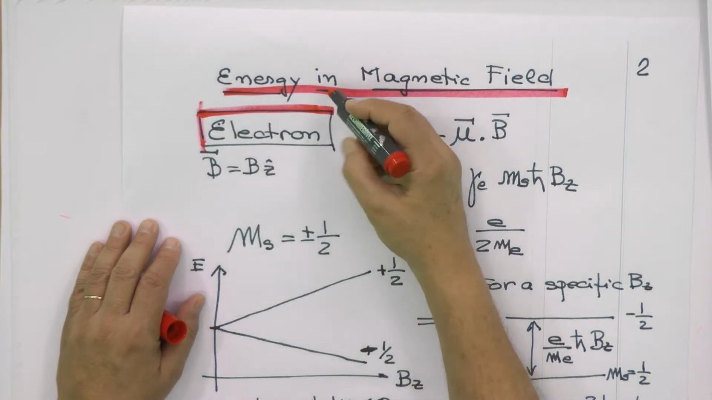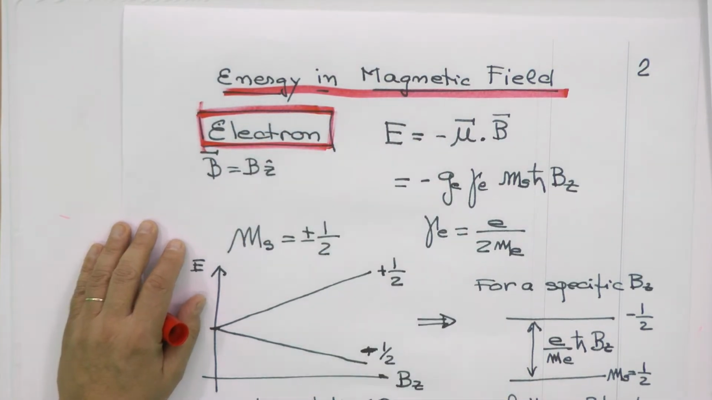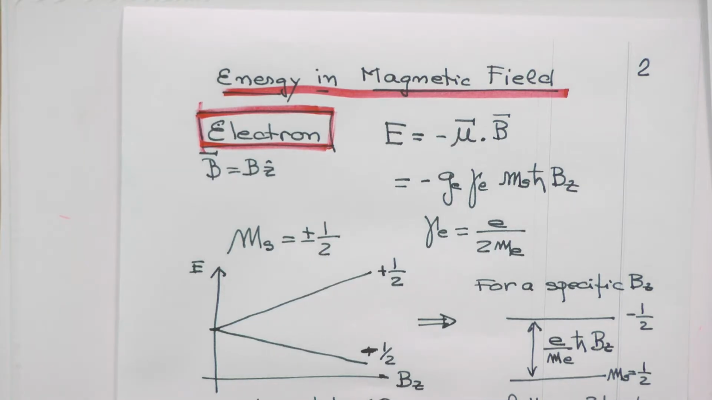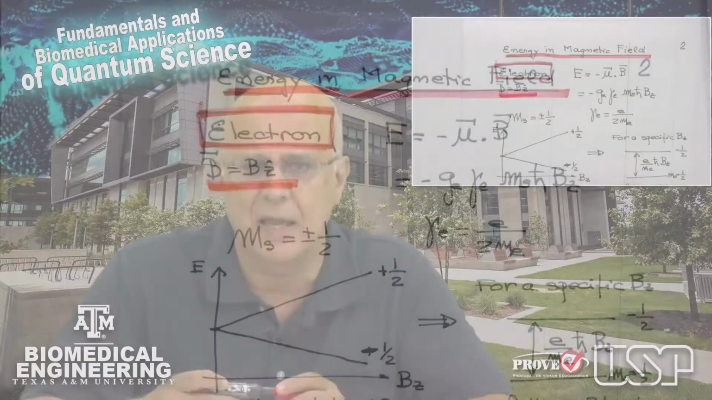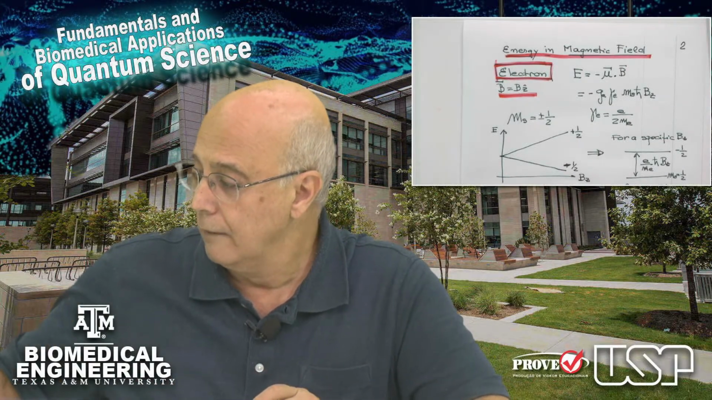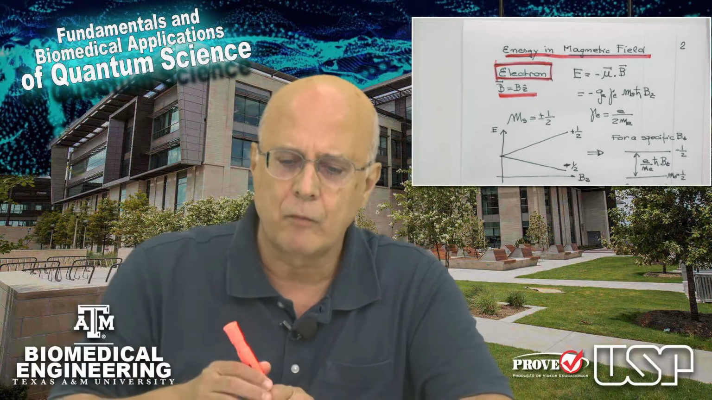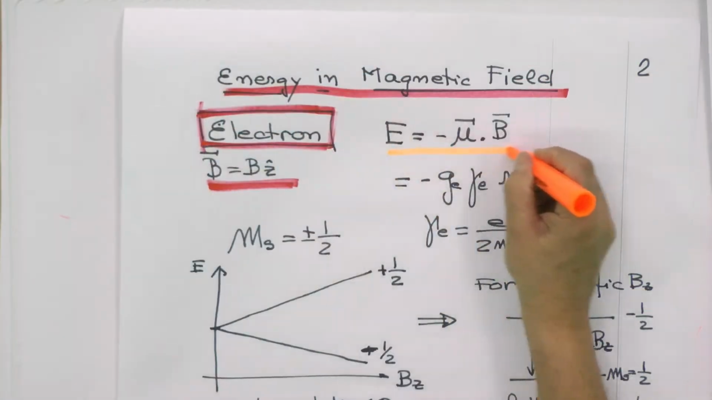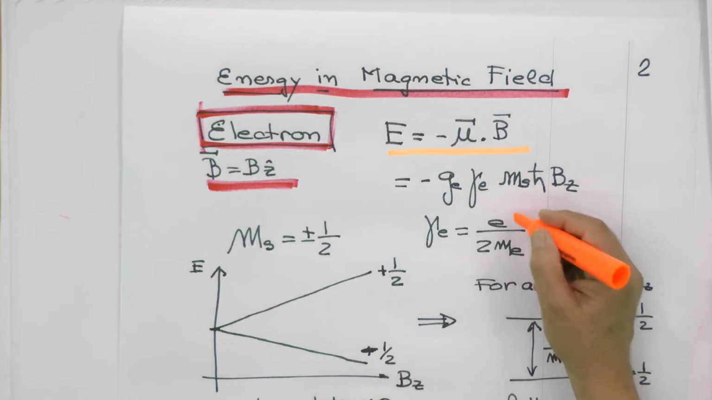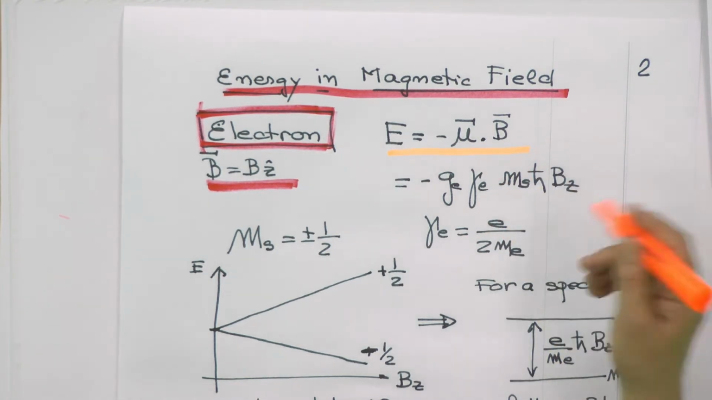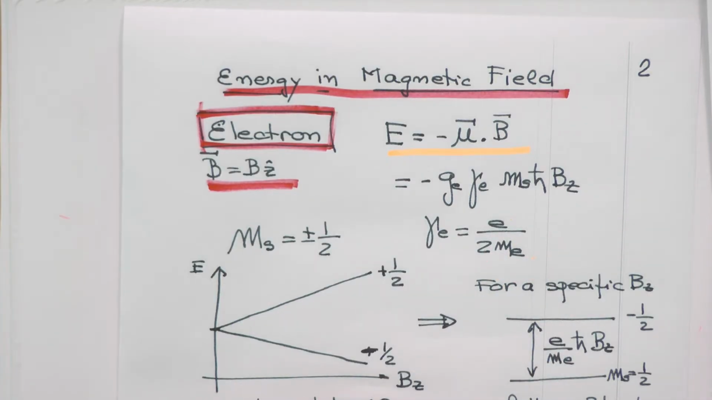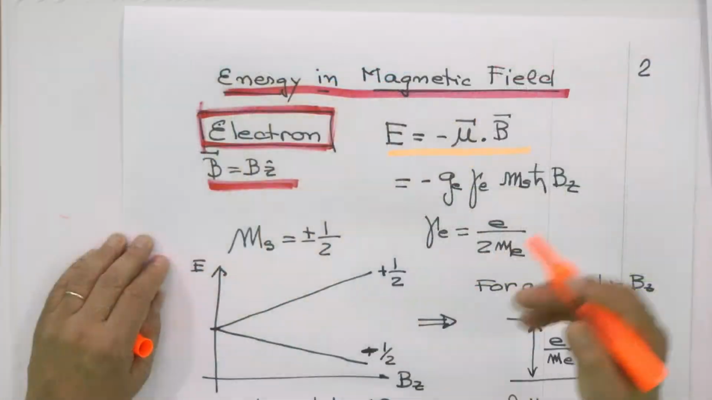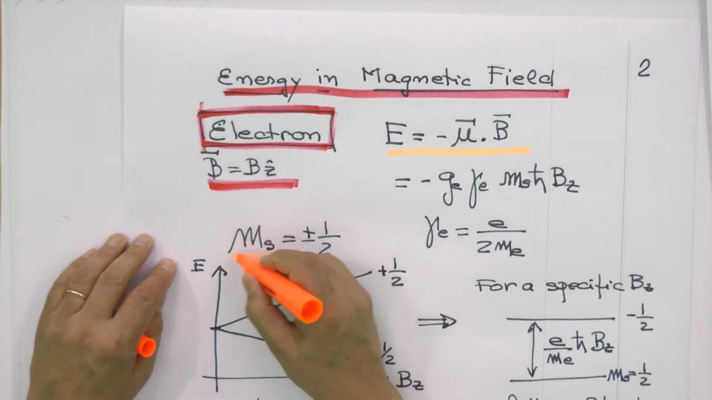If we start with the electron, and we apply the magnetic field in the z direction, we're going to call the direction that we apply as z direction. Then, as I explained to you, the energy is given by this. This factor here we call gamma of the electron, which carries the charge of the electron, divided by 2 times the mass of the electron. And then the z component of the spin we call ms.